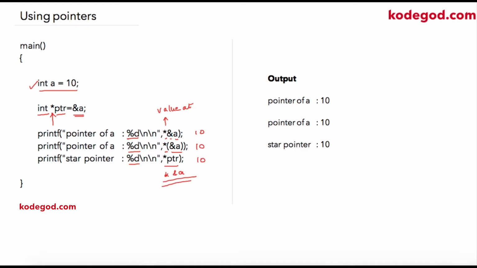Okay, so this will make your understanding of pointers clearer. 10 is the value which is stored at a. However, using its pointer, I'm still able to print that value. This is a very basic concept of pointers. If you have understood this, there is nothing much complicated in pointers.